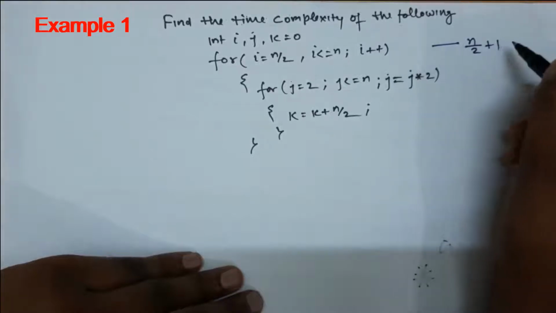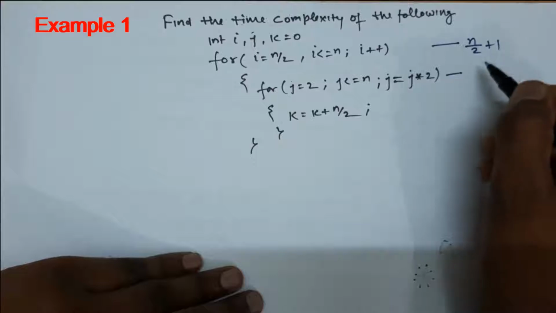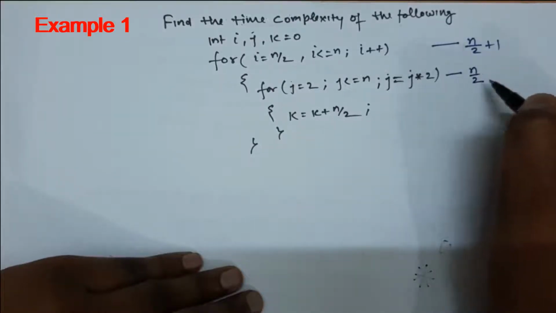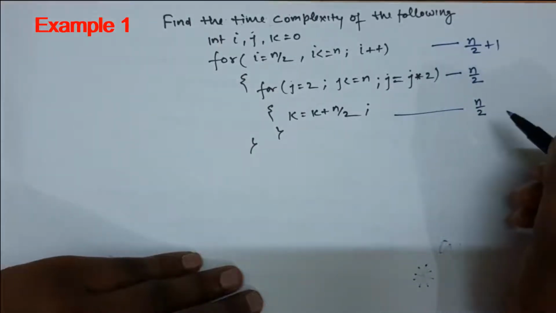n upon 2 plus 1. This will be executed for n/2 times. This will be executed for also n/2 times.